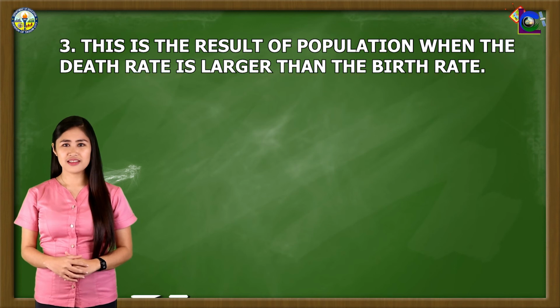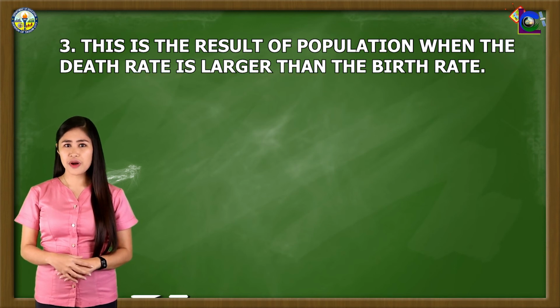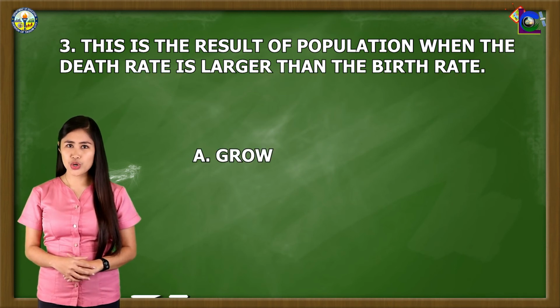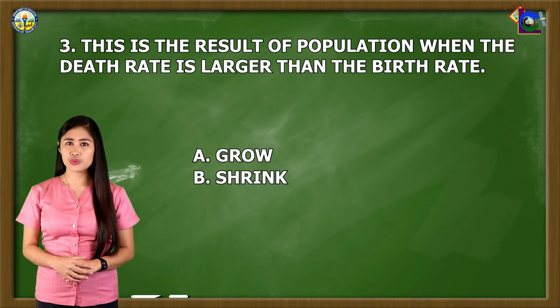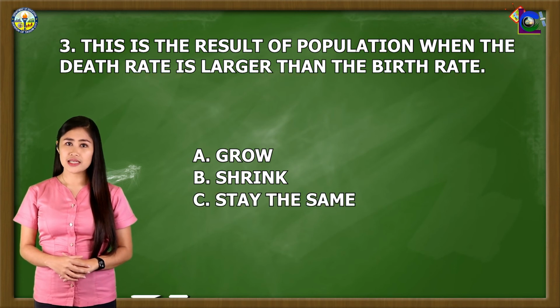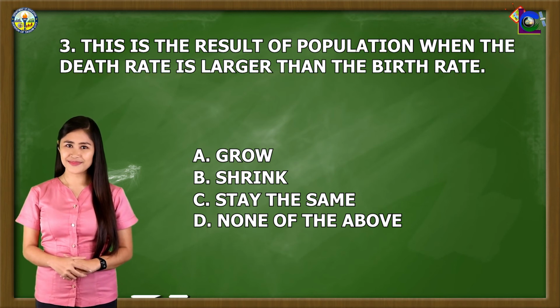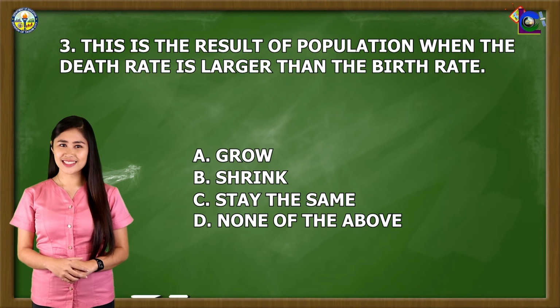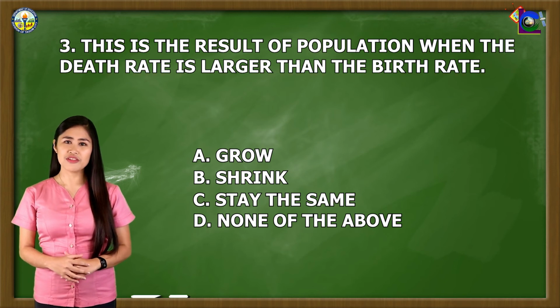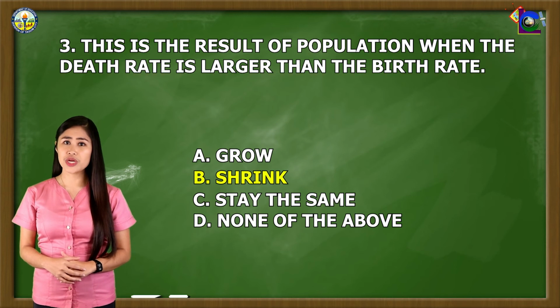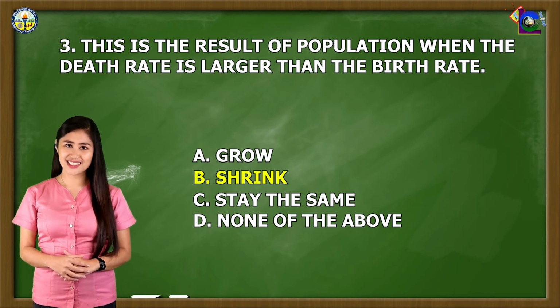Number 3. This is the result of population when the death rate is larger than the birth rate. A. Grow. B. Shrink. C. Stay the same. Or D. None of the above. When the death rate is larger than the birth rate, the population shrinks. It's letter B.